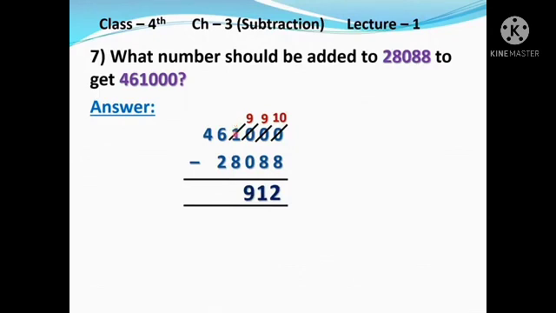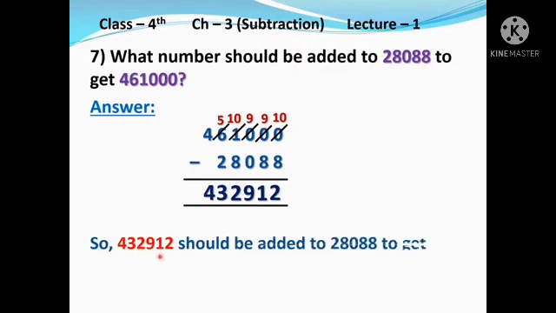Now see, 0 minus 8, it is not possible. So it will take a borrow from this 6. So this 6 will become 5 and this 0 will become 10. So 10 minus 8, 2. 5 minus 2, 3. Write 4 as it is. So 4,32,912 should be added to 28,088 to get 4,61,000. Clear?